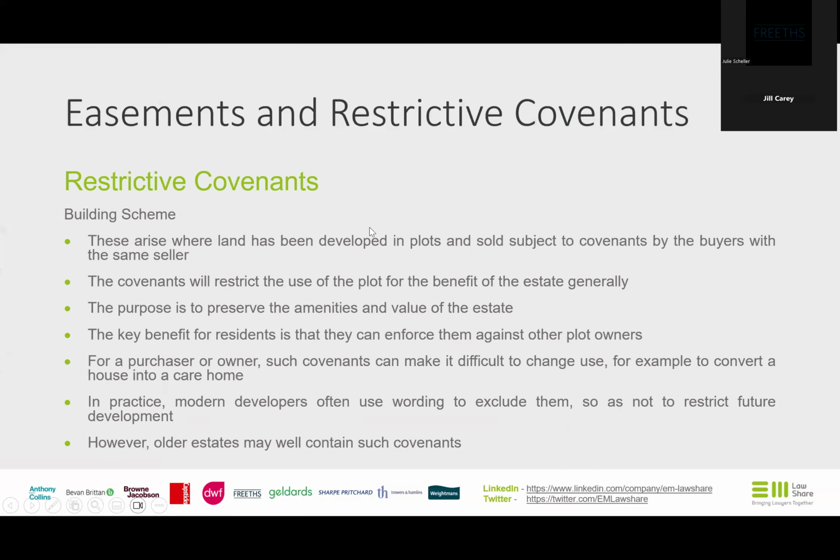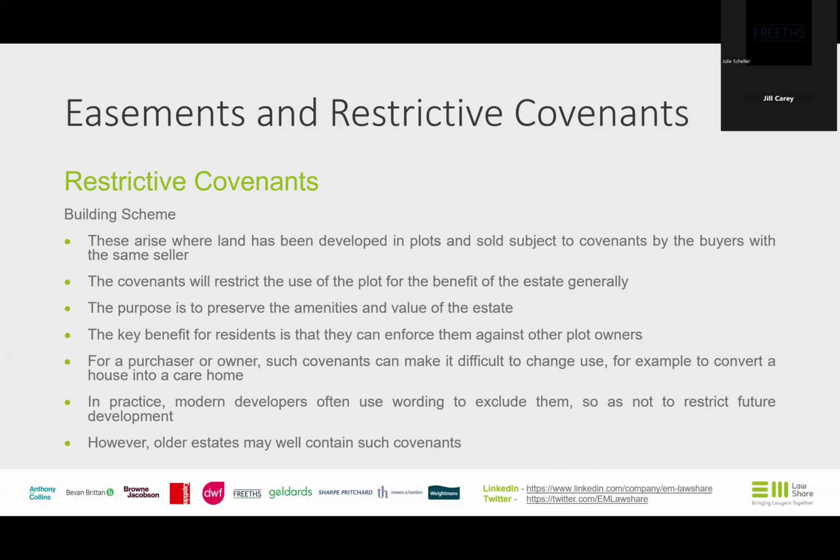Building schemes don't come up that frequently for this type of client, but you may find them if you look at all the conveyances where you've got something like a housing estate. You may see that there are covenants there that restrict what you can do with the plot to preserve the appearance and the benefits, etc., of the estate generally. The advantage here is that, as I said, it means that plot owners can take action directly against each other if they don't want them to change the character of the area.